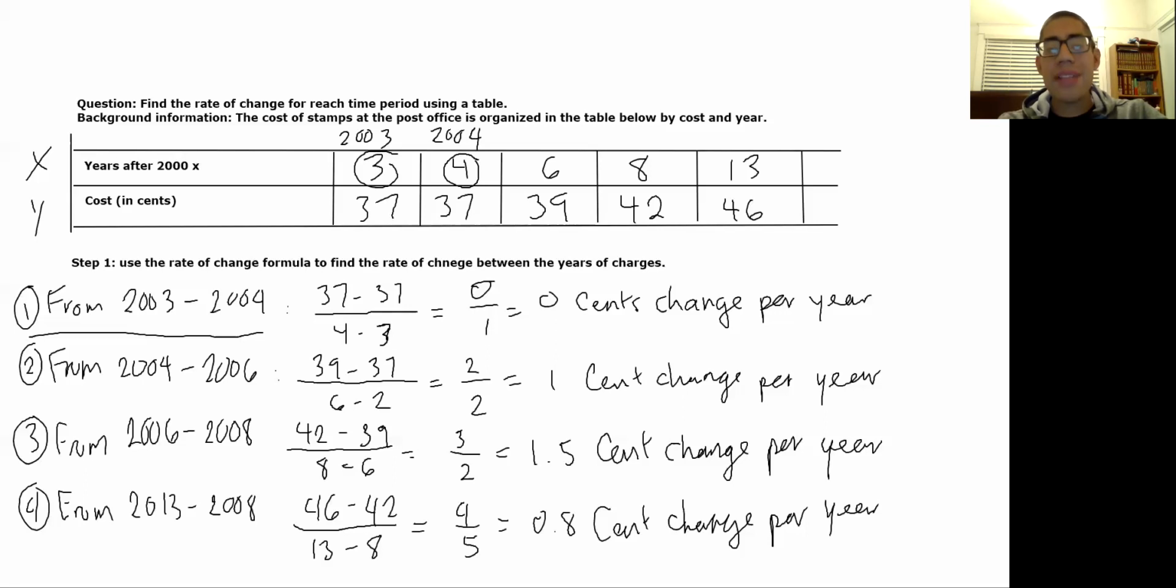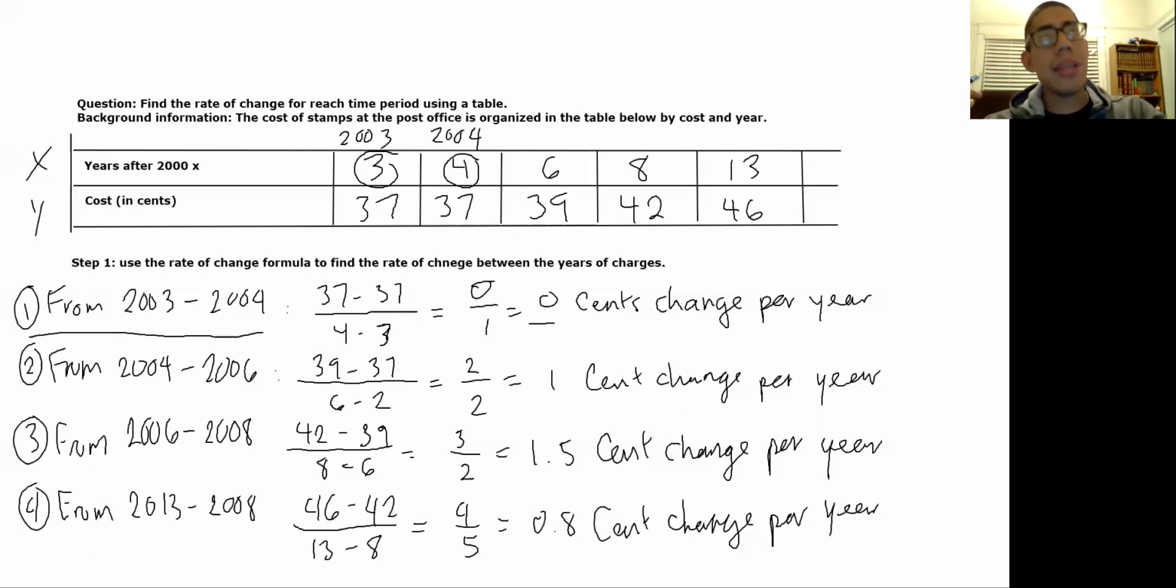This is kind of the basis of why we put x2 and y2 in the first spot instead of what you would argue could be the other way around. Right. So here, anyways, long story short, we end up with 0/1 and 0 cents. So in other words, from the year 2003 to 2004, there's been a 0 cents change per year. In other words, nothing changed. In those 2 years, the price was the same. It was 37 cents.